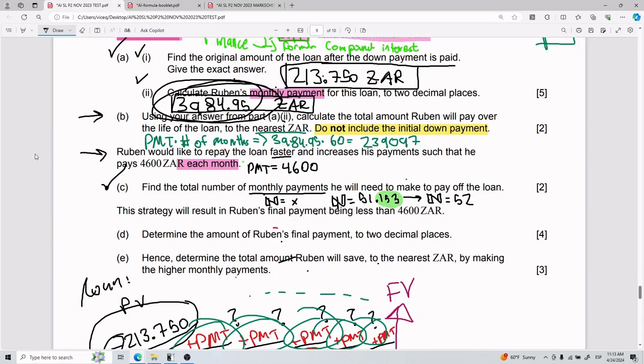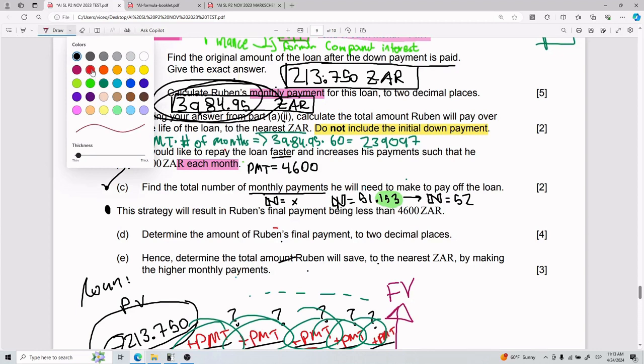Awesome. So that is for part C. Big N has to be 52. Then they tell us that this strategy will result in Ruben's final payment being less than 4,600. Why would it be like that? It would be like that because our good old friend Ruben wants to pay in the exact amount of months. He doesn't want to owe half a dollar. He wants to pay everything perfectly.